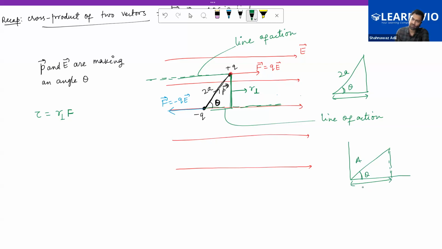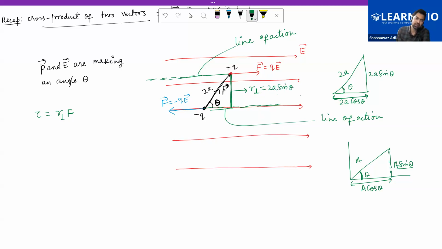This is the horizontal one, and this is cos theta. Whatever is making an angle, this is the cos component. And whatever is perpendicular to that, that is the sine component. So this is resolution of vectors, right? Yes, sir. So this would be 2a cos theta, and this is 2a sine theta. Clear? Yes, sir.